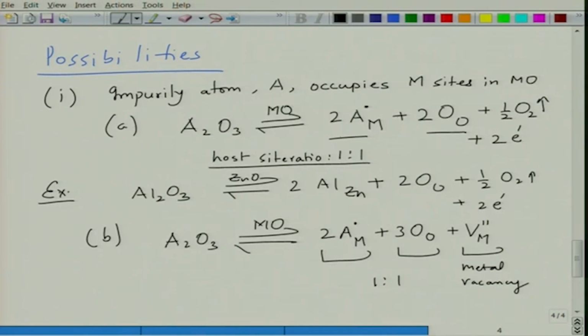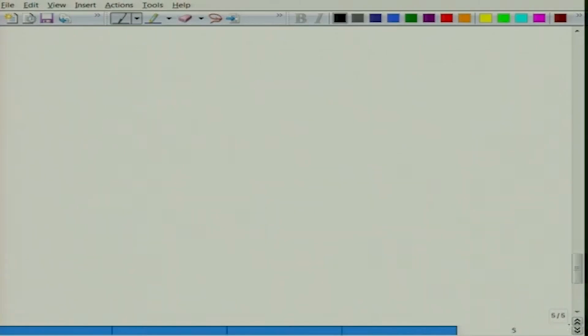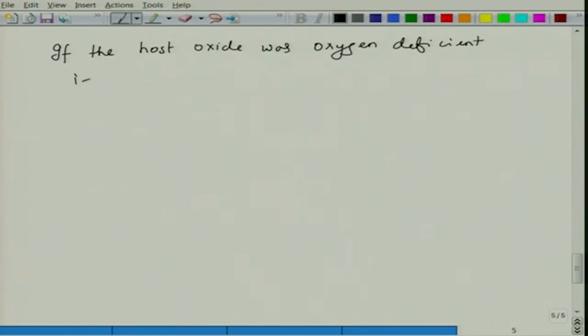Now, another thing which these impurities are used for is, suppose now imagine the host oxide was oxygen deficient, that is, it contains VO to begin with. So, you can use it positively. You want to now get rid of oxygen vacancies. What do you do then?